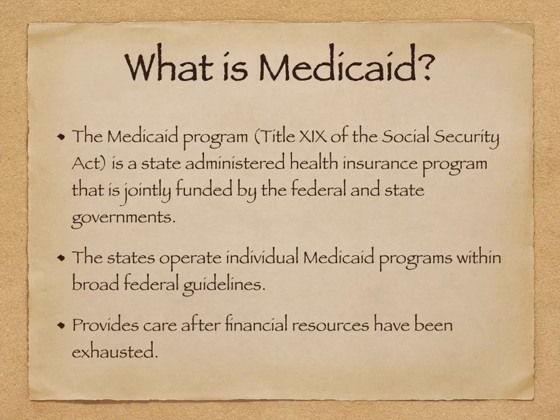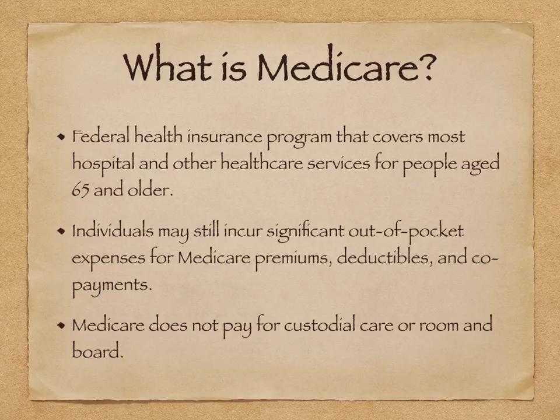What is Medicaid? The Medicaid program, Title 19 of the Social Security Act, is a state-administered health insurance program that is jointly funded by federal and state governments. The states operate individual Medicaid programs within broad federal guidelines. It provides care after financial resources have been exhausted.